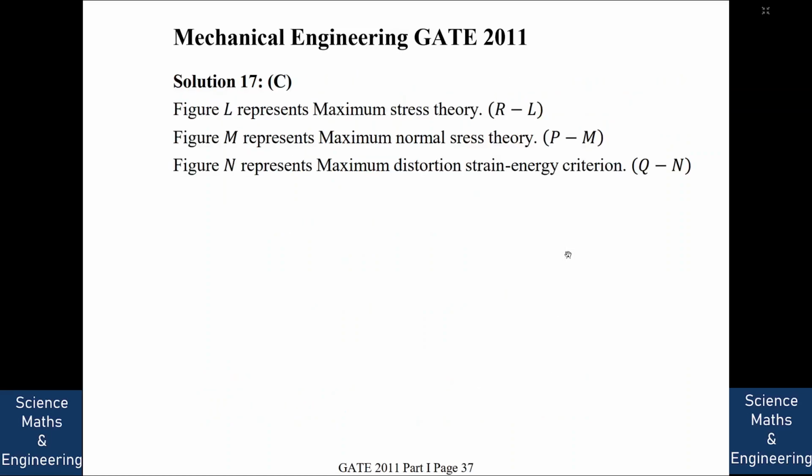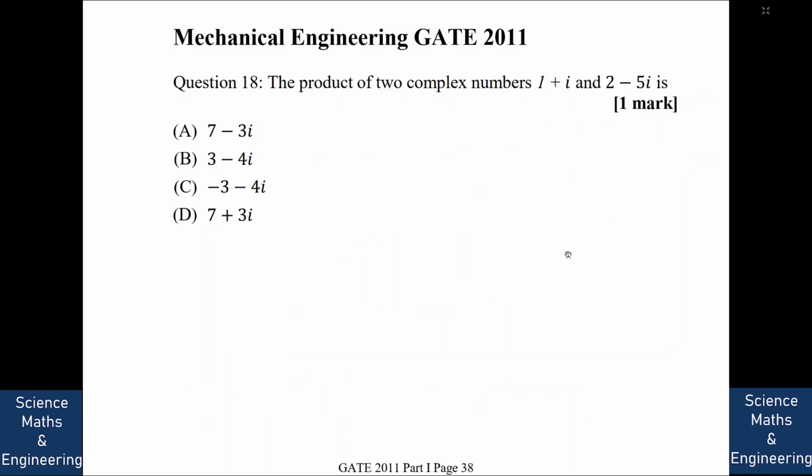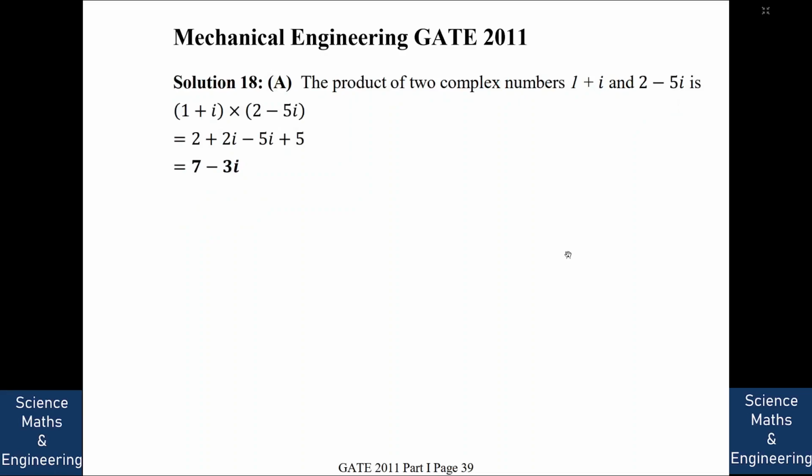So we will go to the next question. The product of two complex numbers 1 plus i and 2 minus 5i is, so we need to multiply these two complex numbers and we will get the answer. So the answer is A.